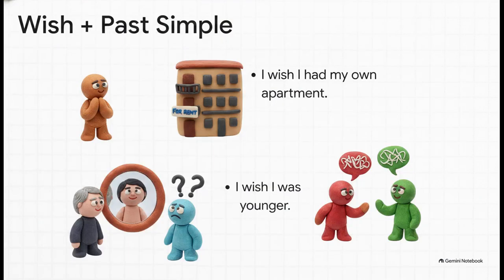Let's walk through these together. First up, I wish I had my own apartment. Brian obviously doesn't have an apartment right now, but he wants one. Second, I wish I was 10 years younger. Okay, literally impossible, right? You can't actually time travel, but you express that deep desire using the past tense, was.